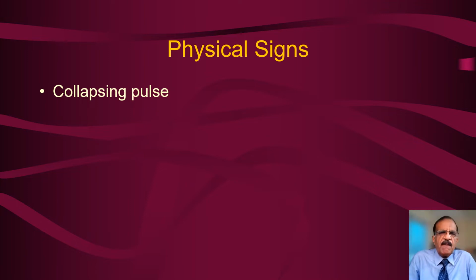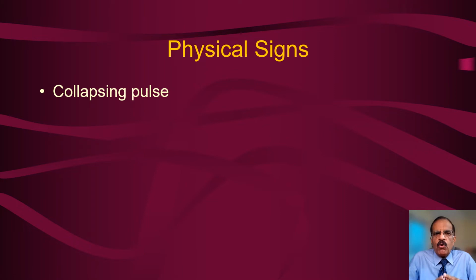So if you start with the pulse, one feature is that it may be collapsing in character. What exactly is collapsing? I'd like to explain. It has several features. Number one, it is high volume. And what is high volume? You need to examine a couple of patients, maybe dozens of patients, to know exactly what is normal volume. So if the volume of the pulse is more than that, it would be called a high volume pulse. Of course, there are other causes of high volume pulse, but one of them is aortic regurgitation.